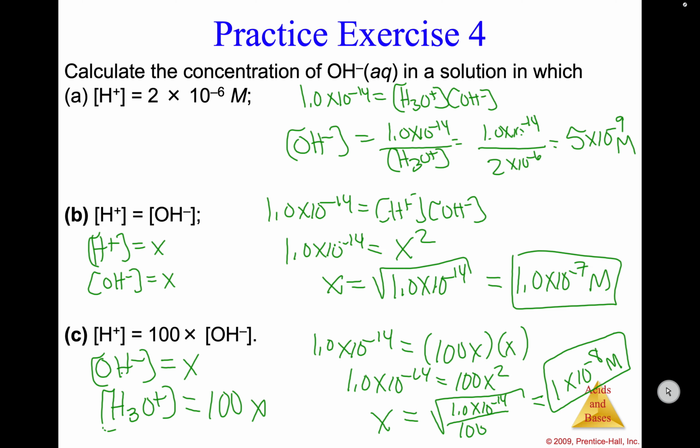Questions? Yeah. So I have to use X because I'm not given a number. If you're not given a number, you have to use X, and we see that in B and C. It's an algebraic problem-solving tool we're using.